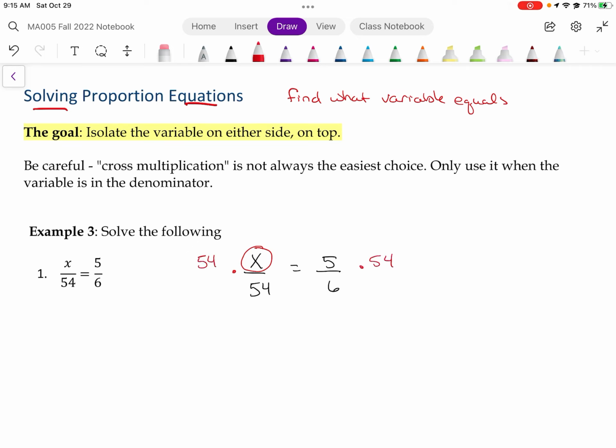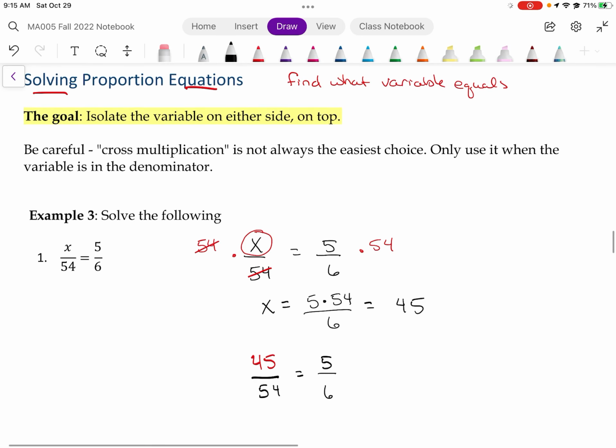Or do half cross multiplication if that's what you want to think about it as. I prefer thinking about it as algebra because then it applies to all sorts of different things. Now we've got x equals 5 times 54 divided by 6. If you put that in your calculator, you're going to get 45. So now let's double check. We just found that 45 over 54 equals 5 over 6.